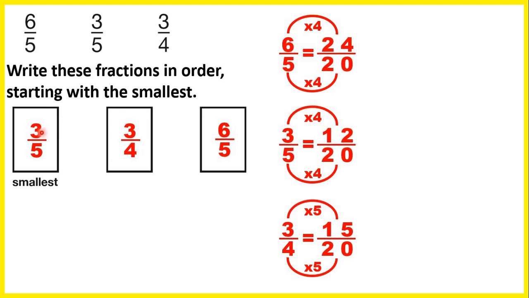And then, with 3/5 and 3/4, we know that 3/5 must be smaller because we have the same numerator, and when we have the same numerator, we can compare fractions just by looking at the denominator. But we need to remember that the larger the denominator, the smaller the fraction. And that's because each part has been split into more pieces, so each piece is smaller.